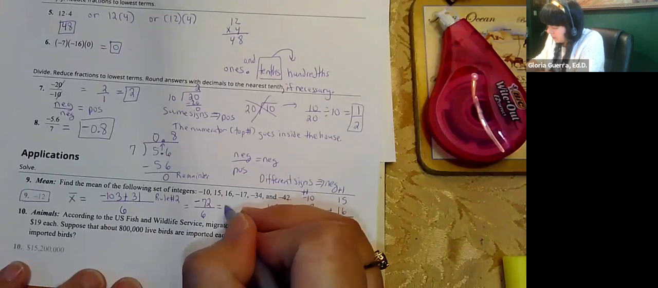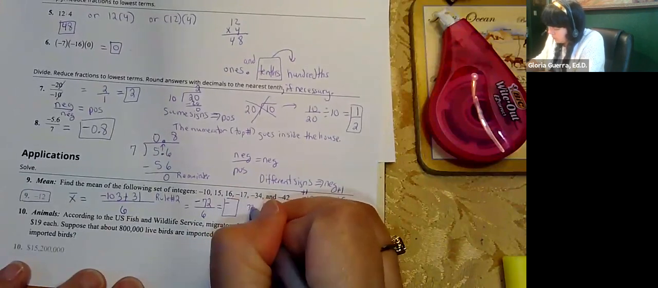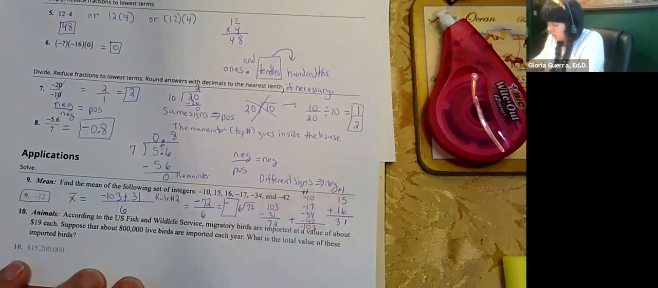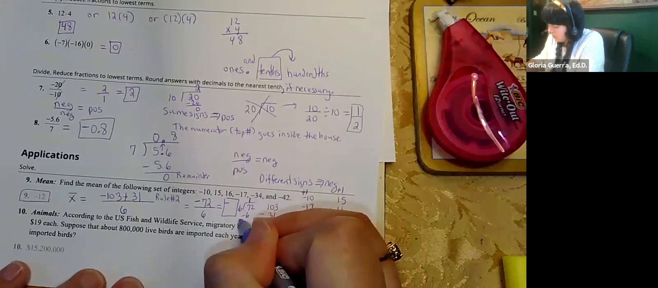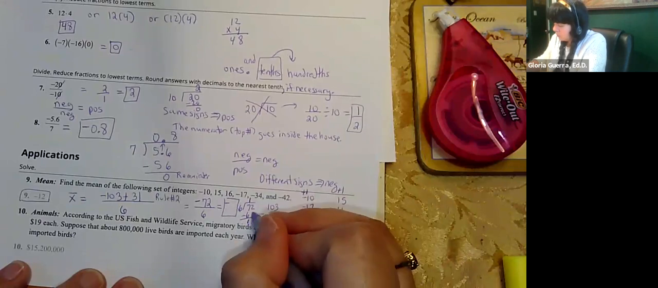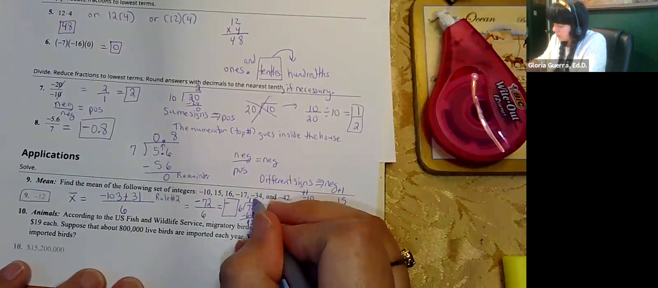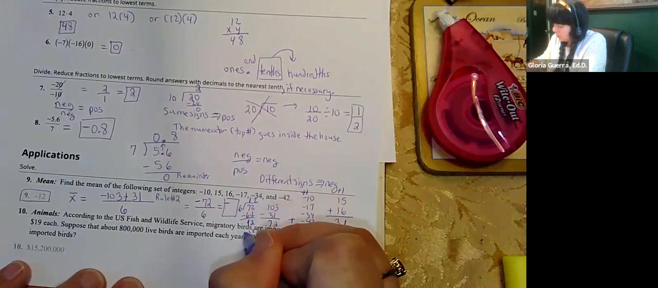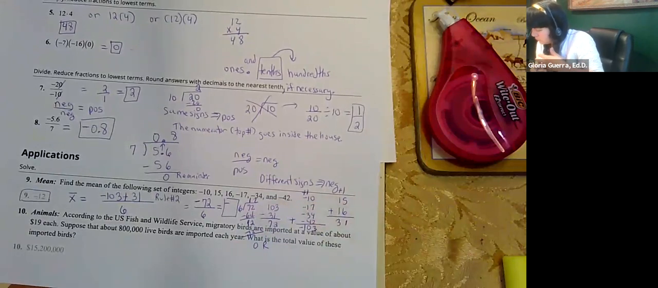So you know it's going to be a negative for sure. And I'm going to do 72 divided by 6. So 6 goes into 7 one time. 6 times 1 is 6. 7 minus 6 is 1. Okay, bring down the 2. And 6 goes into 12 twice. And the remainder is 0. Okay. So it looks like the answer is 12. The answer is 12. Okay.